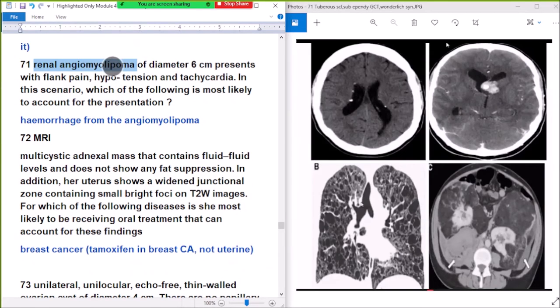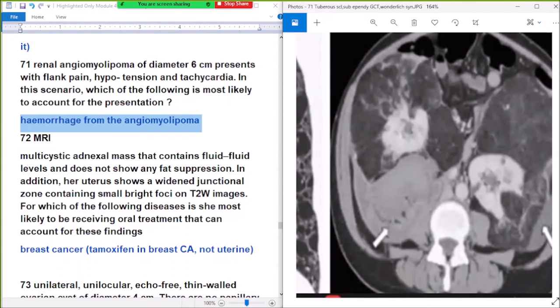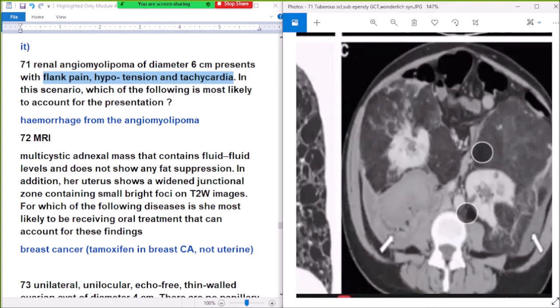71. Renal angiomyolipoma of diameter 6 cm. It presents with flank pain, hypertension, and tachycardia. In this scenario, which of the following is most likely to account for the presentation? Hemorrhage from the angiomyolipoma. When an angiomyolipoma hemorrhages, it is called Wunderlich syndrome, and the patient presents with flank pain, hypertension, and tachycardia.